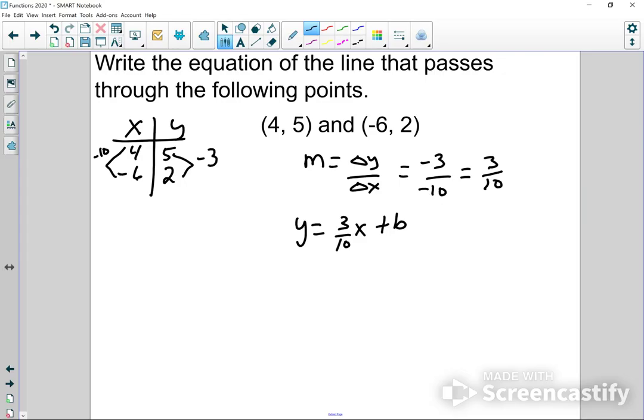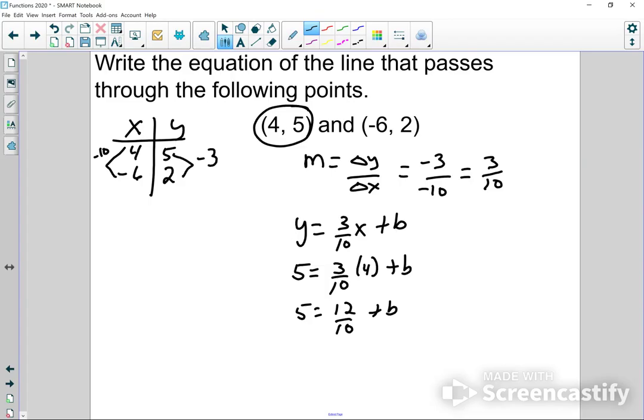So now I get to pick one of those points and plug them in. I'm going to use, doesn't really matter, I'm going to keep with a positive number. So I'm going to use this one. 5 goes in for the y. 3/10 times 4 plus b. Okay. 5 equals 12 over 10 plus b.